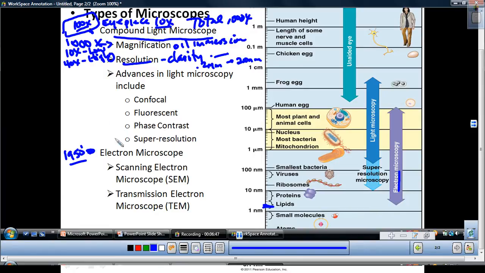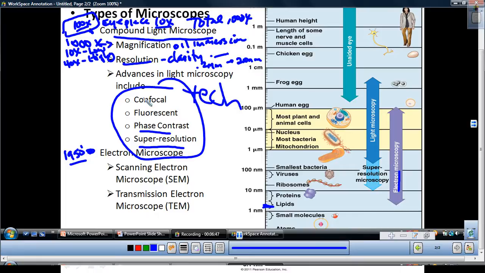Okay, the advances in light microscopy, this is like current advancement. They now look at things like the confocal ability. They look at the fluorescence of the microscope. They can do phase contrasting. They can do super resolution. So there's a lot of advances in this area with technology involved to try to get better and better with microscopes. So it's kind of cool when you start looking at that.